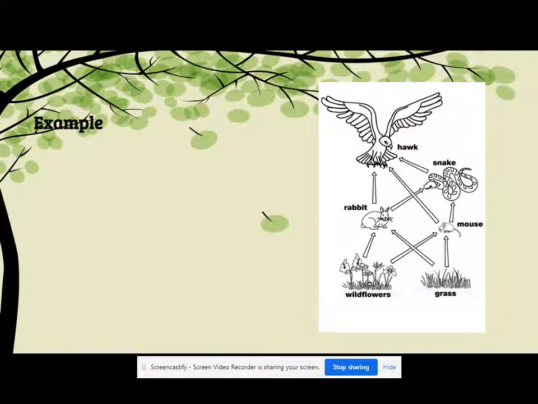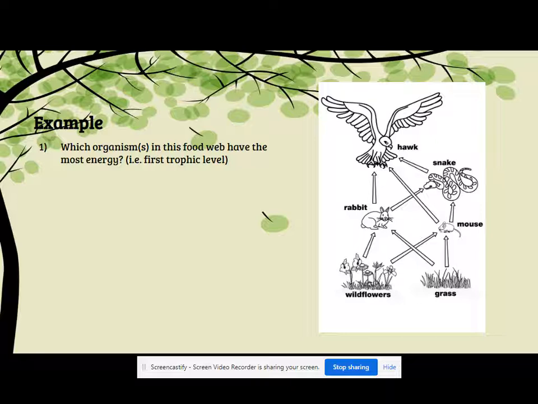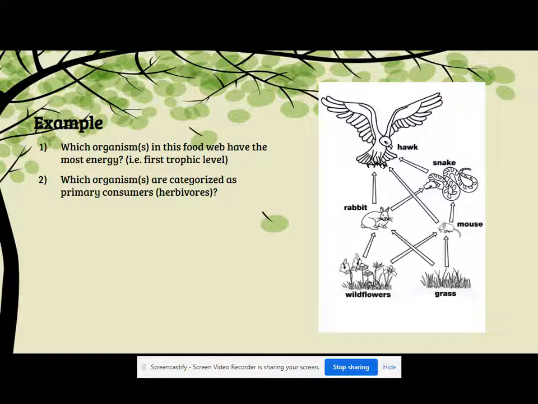So here's an example. Which organism in this food web has the most energy? That would be the wildflowers or the grass. The first trophic level has the most energy. Which organisms are categorized as primary consumers? The primary consumers are one step above the producers, so that would be the rabbit or the mouse. They're one step away from the autotrophs, the plants.